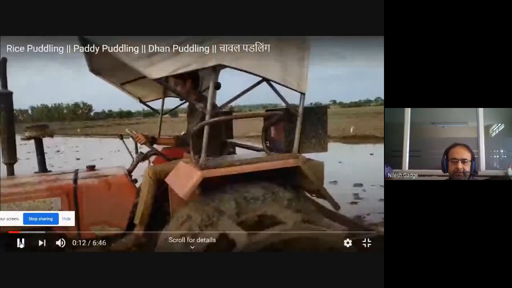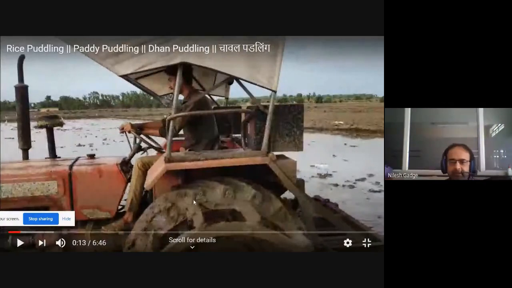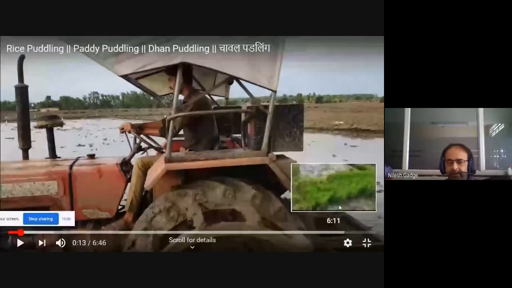See, the wheels are arranged on the tractors, and sometimes also a cultivator type of arrangement.